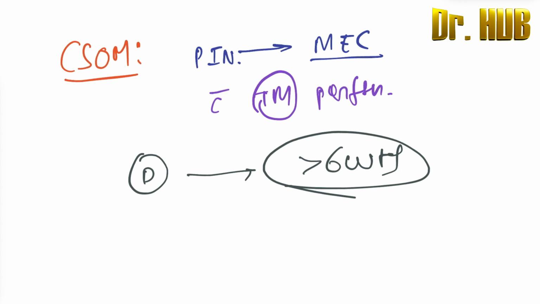Before moving on, we need to know that ASOM was less than 6 weeks and CSOM is greater than 6 weeks. Pyogenic inflammation in the middle ear cleft is common to both, and there is a perforation in the tympanic membrane in CSOM, chronic suppurative otitis media.